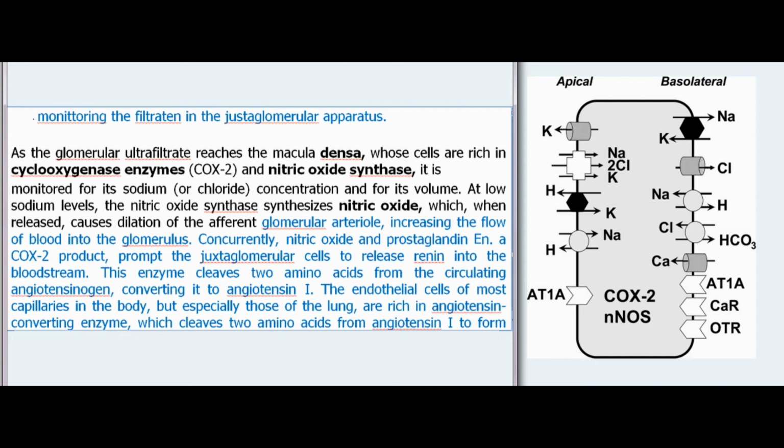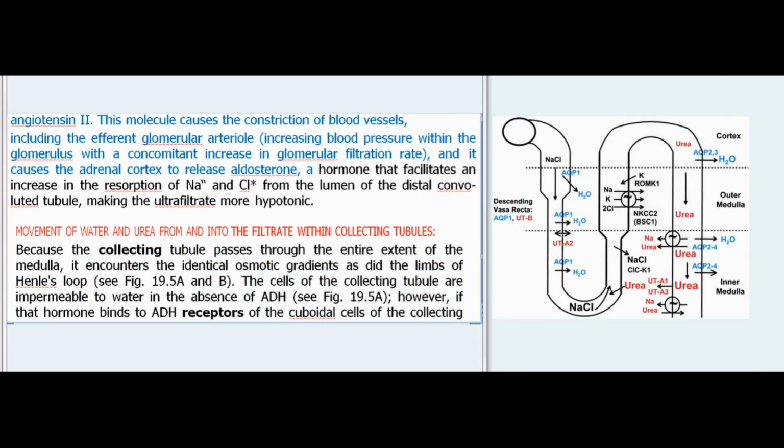Concurrently, nitric oxide and prostaglandin E, a COX-2 product, prompt the juxtaglomerular cells to release renin into the bloodstream. This enzyme cleaves two amino acids from the circulating angiotensinogen, converting it to angiotensin I. The endothelial cells of most capillaries in the body, but especially those of the lung, are rich in angiotensin-converting enzyme, which cleaves two amino acids from angiotensin I to form angiotensin II.